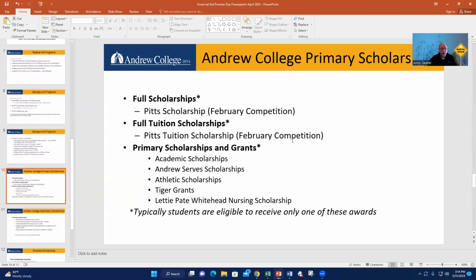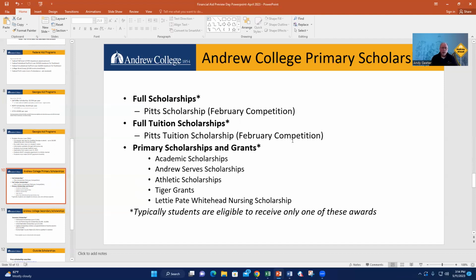At Andrew College, we offer a number of different scholarship programs. Now, of course, being springtime, some of these, for example, the full scholarship program deadlines, have already passed, but there are others that are still available. Our Pitt Scholarship is our full scholarship program. We do have a February competition for it. They will award 2 full scholarships, 2 full room, board, and tuition scholarships.